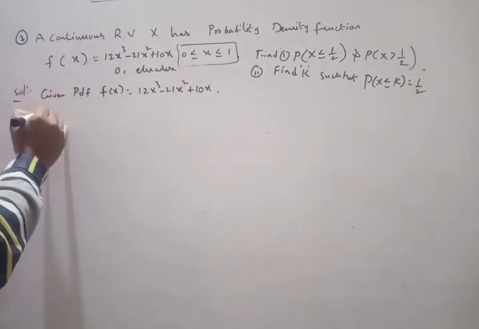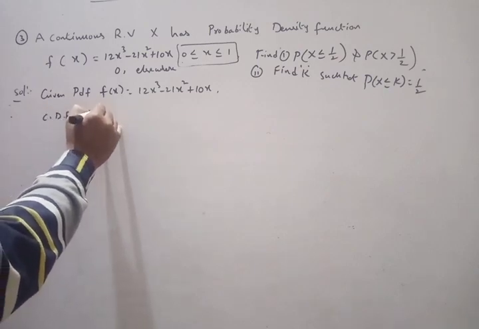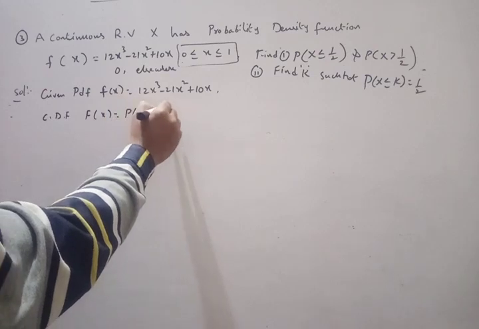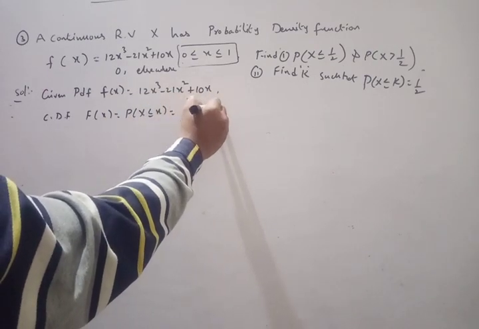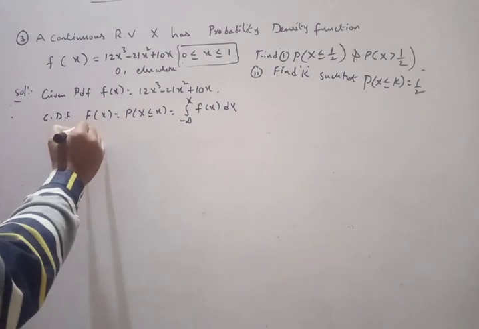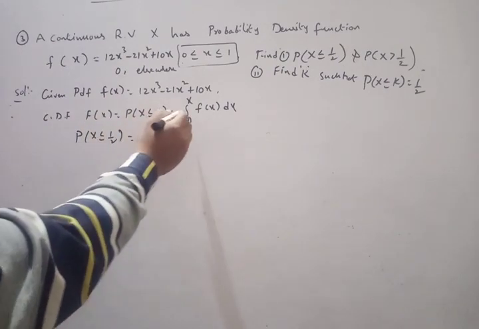That means, from the cumulative distribution function, what we have? Capital F of x is equal to P of capital X is less than or equal to x, that is equal to the integral from minus infinity to x of f of x dx, correct? So, this is the definition. So, what we have to find is P of capital X less than or equal to 1 by 2. In place of x, we have 1 by 2.